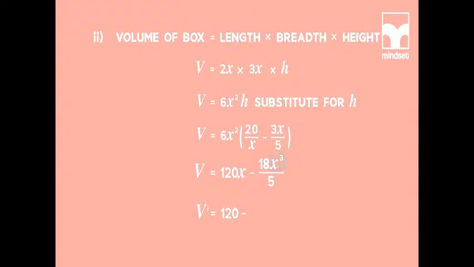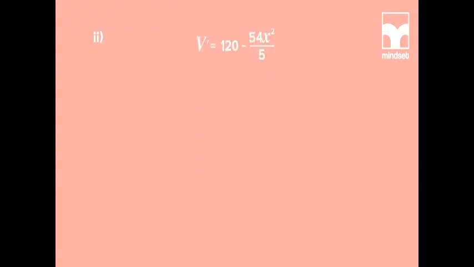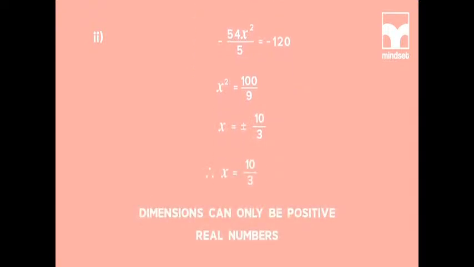is 54x squared over 5. Set the derivative equal to 0. Solve for x squared. Square root both sides of the equation to find values for x. Since dimensions can only be positive real numbers, x equals 10 over 3.